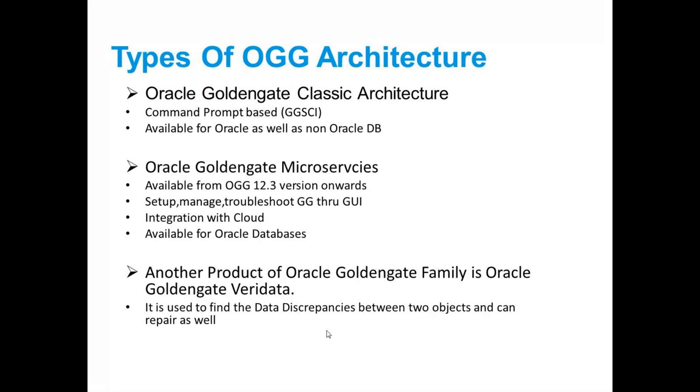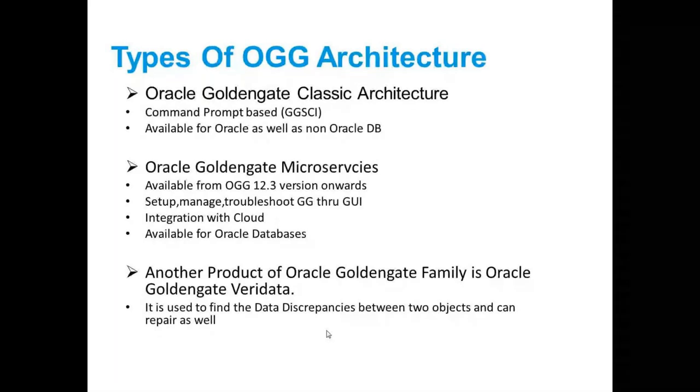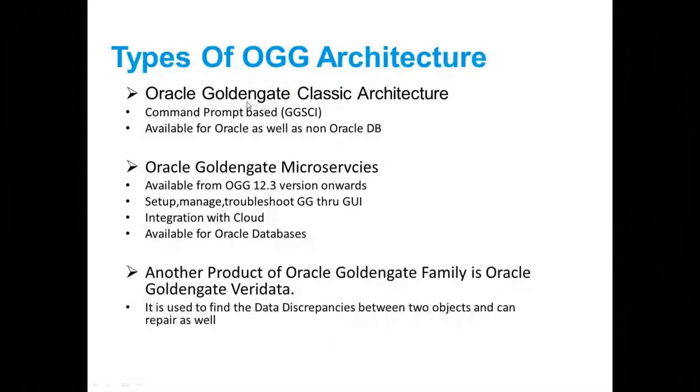As I mentioned, in 2009 Oracle took over GoldenGate, and since then it is known as Oracle GoldenGate. From 2009 to 2017, there was only one way to configure GoldenGate, and that was through the command prompt, GGSCI. Until 2017, it was called Oracle GoldenGate. In 2017, Oracle renamed it to Oracle GoldenGate Classic Architecture, and they launched a new type of architecture called Oracle GoldenGate Microservices Architecture. Microservices architecture is available from GoldenGate version 12.3 onwards.